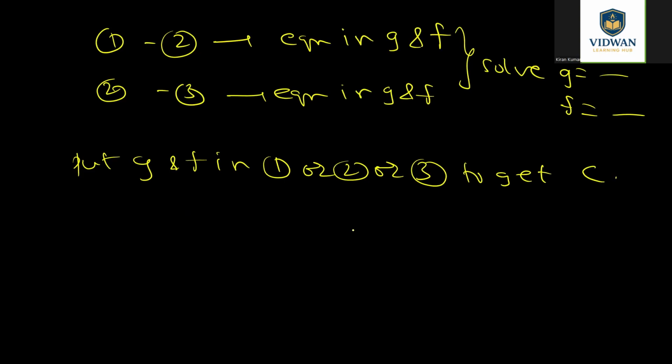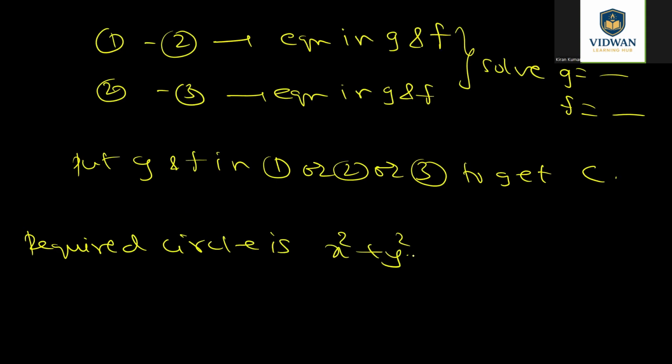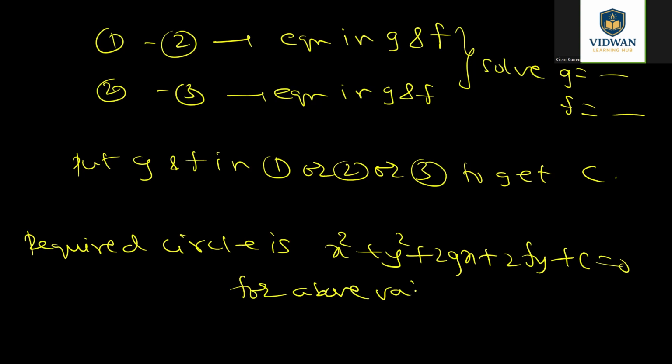And once you know these three values, what is the required circle? So the required circle is x square plus y square plus 2gx plus 2fy plus c equal to 0 for the above values of c.